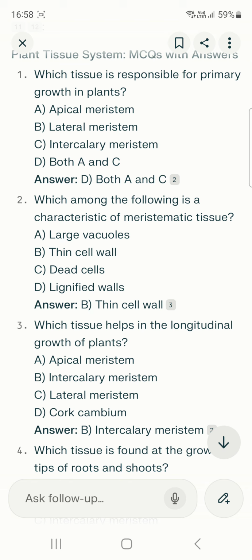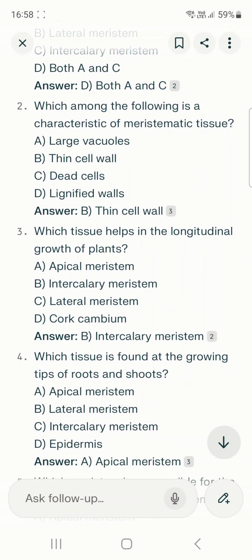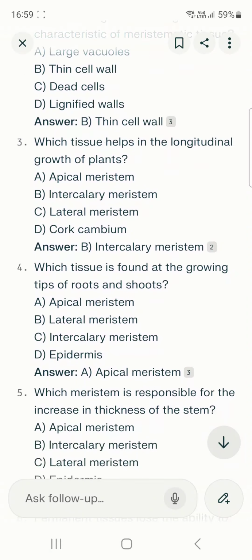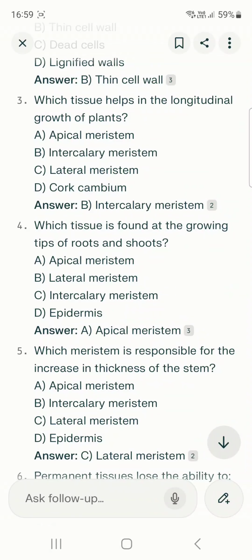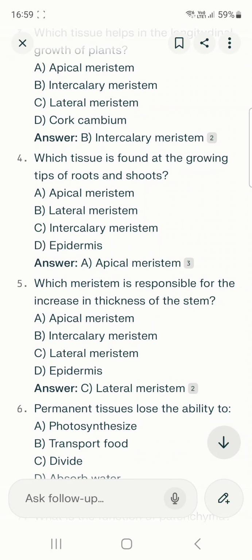Number 2, which among the following is a characteristic of meristematic tissue? And the answer is thin cell wall. Which tissue helps in the longitudinal growth of plants? And the answer is intercalary meristem. Which tissue is found at the growing tips of roots and shoots? And the correct answer is apical meristem.